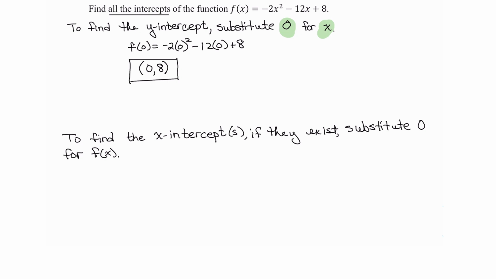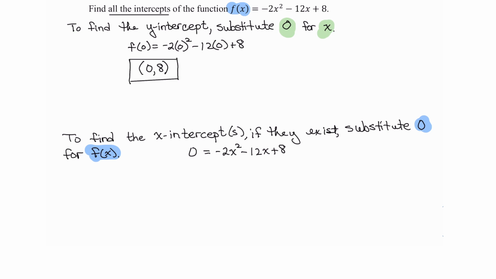So we want to substitute 0 for f of x. So this means you find the f of x, this left-hand side, and we're going to put 0 in there. So we have 0 is equal to negative 2x squared minus 12x plus 8. Now, since this is a quadratic equation, we want to remember that we can solve this by factoring if the expression is factorable, or completing the square or quadratic formula that you learned in an earlier tutorial.